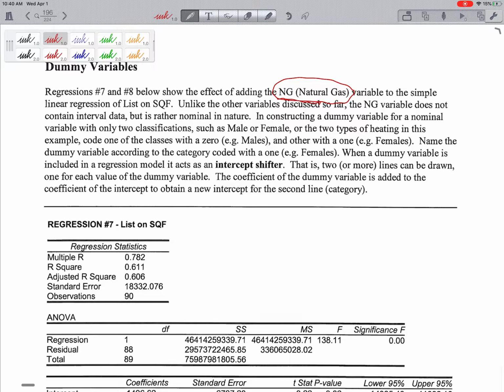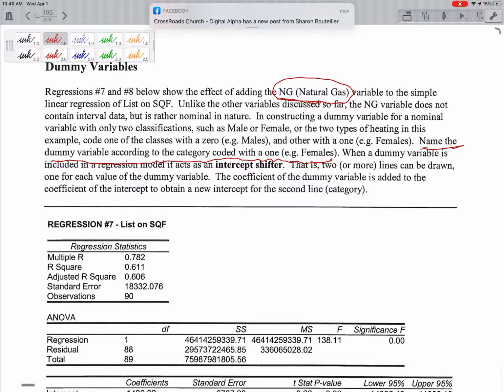So that's what you do: you name the dummy variable according to the category coded with the 1. So again, gender would be called female, and it doesn't matter which one you choose, whether it's male or female, but just make sure that if it's called female, the females are 1s and the males are 0. When the dummy variable is included in a regression model, it acts as an intercept shifter. So I'm going to show you what I mean by that.